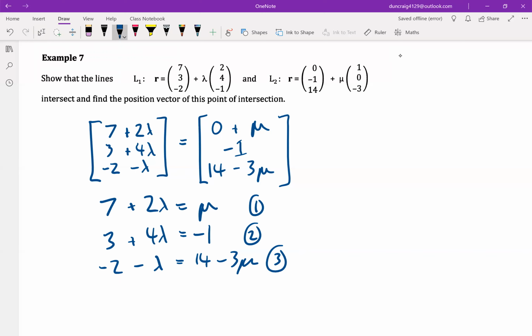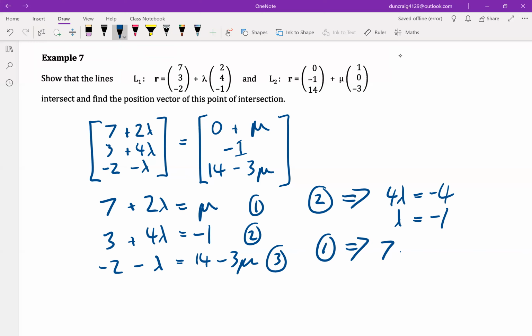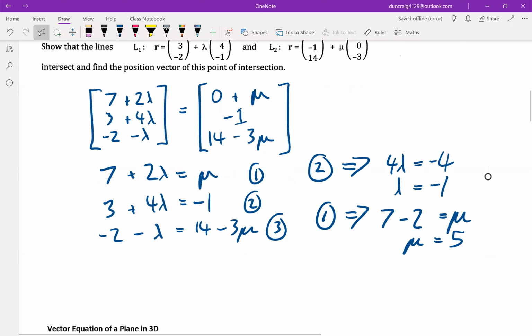So from equation 2, we can say that 4 lambda is equal to -4, so lambda must be equal to -1. So I'm going to sub that into equation 1, and then I can say, well, 7 take 2 is equal to mu, so that means mu is equal to 5. Now let's verify with our third equation here.